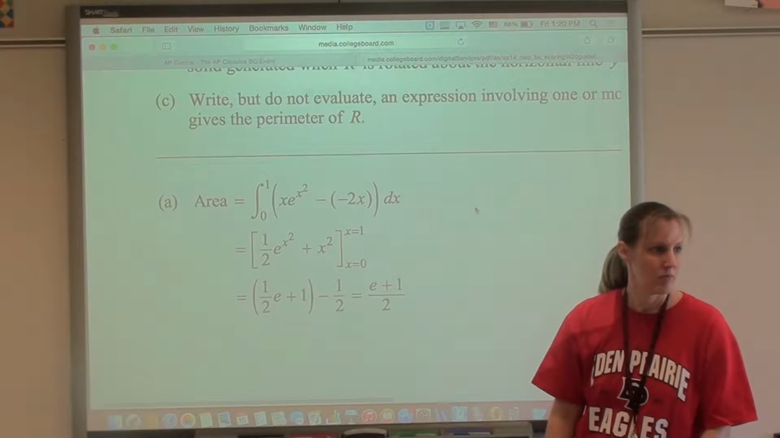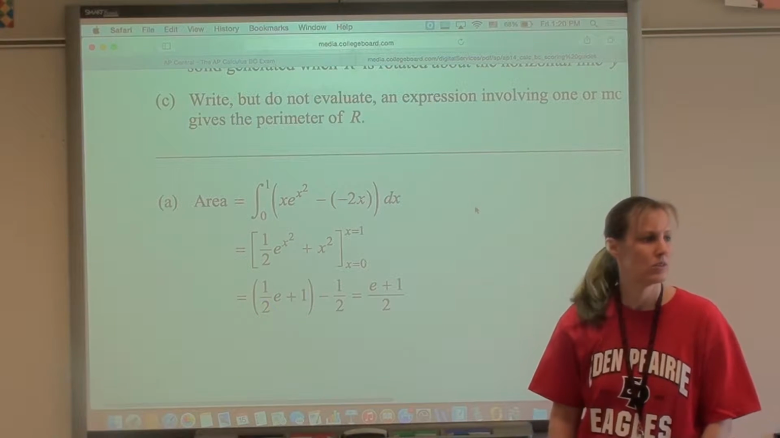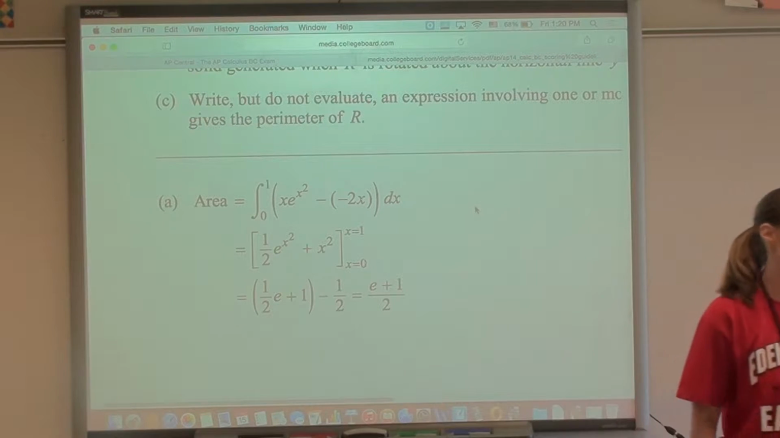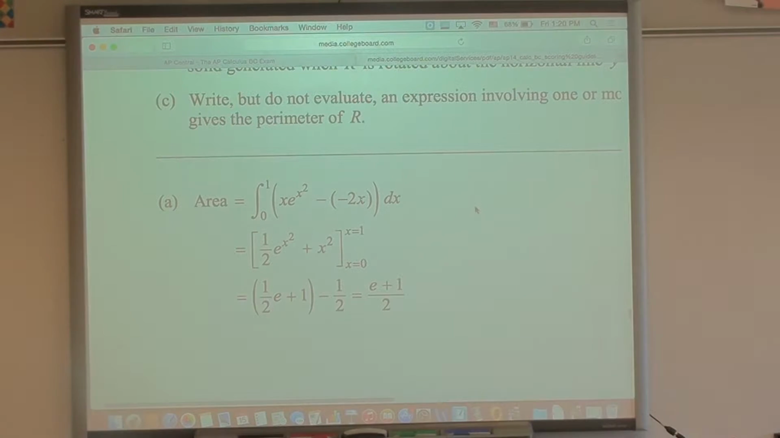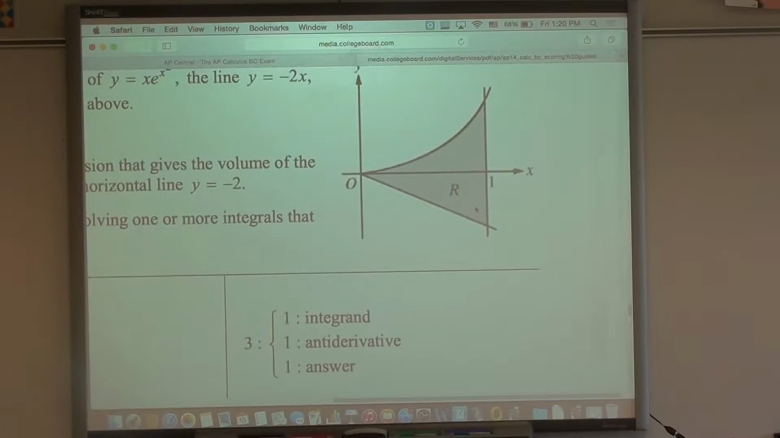Wait, did we have to do it as an integral? Yeah. I just did the integral from 0 to 1 of x e to the x squared, and since the bottom half, pretty much anything below the x-axis is basically a triangle. Oh, so you did this area and then added the triangle? Yes. But you still needed an integral.